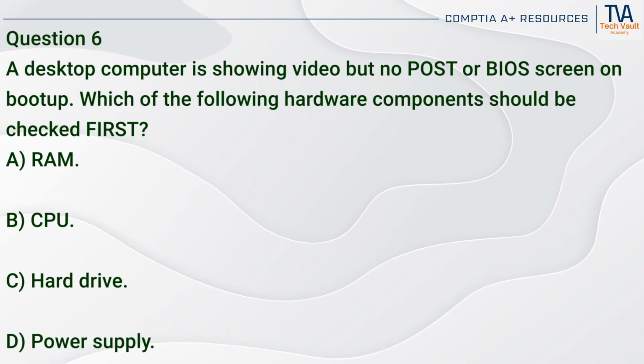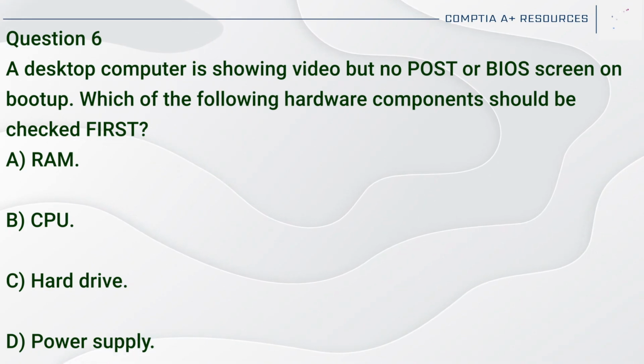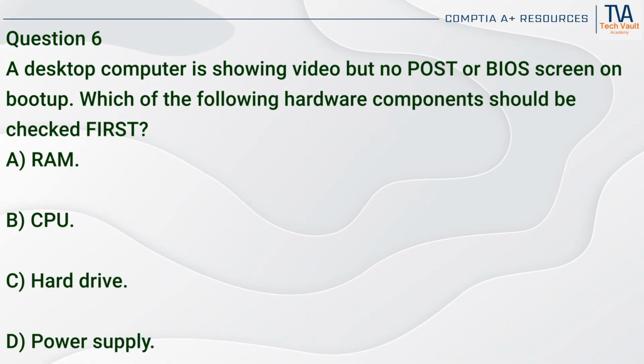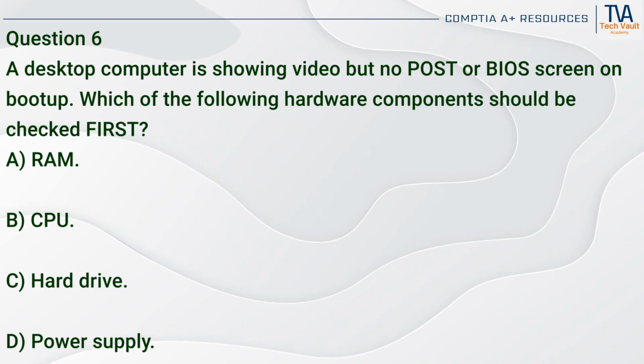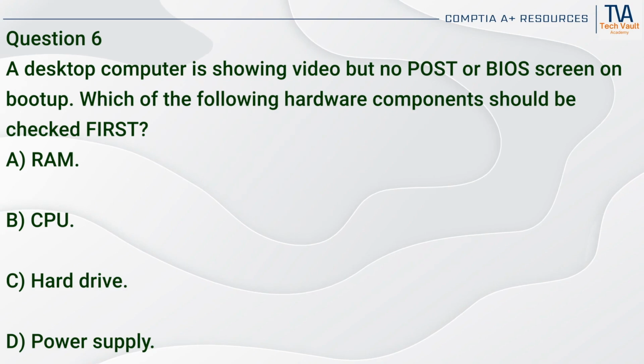Question 6. A desktop computer is showing video but no POST or BIOS screen on boot up. Which of the following hardware components should be checked first? A. RAM. B. CPU. C. Hard drive. D. Power supply.